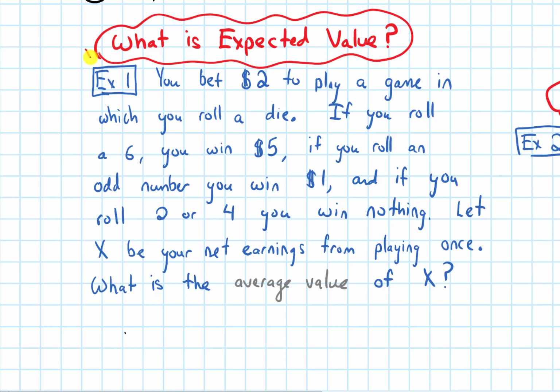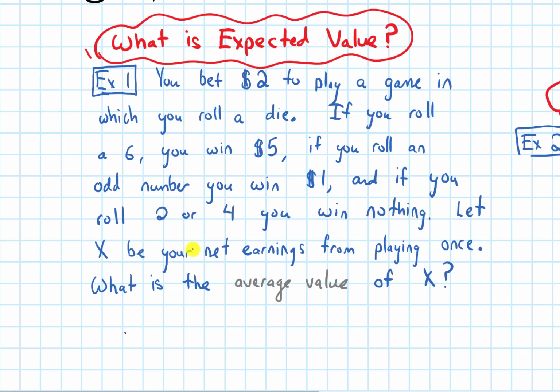In this video, we will talk about what expected value is. So I want to motivate this by looking at an example that we first looked at in the last section, which says that you bet $2 to play a game in which you roll a die. If you roll a 6, you win $5. If you roll an odd number, you win $1. And if you roll 2 or 4, you win nothing.